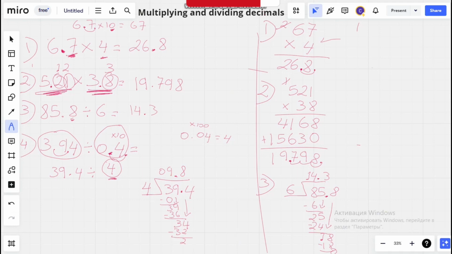Now, are we finished here? Is it 0? No, it's not. So what we have to do is complete our division by adding a 0 here. Now, how many 4s can you put in 20? It's 5. 5 times 4 is 20, and now we have our 0. So the answer will be 9.85.